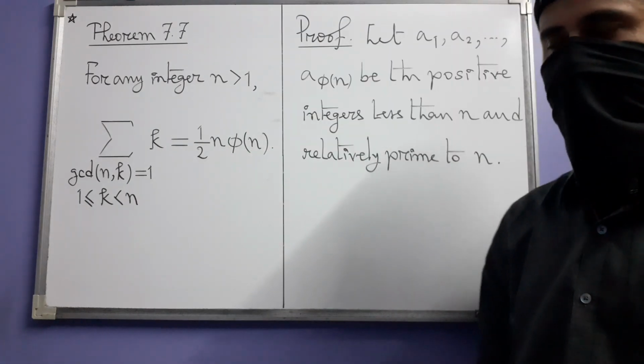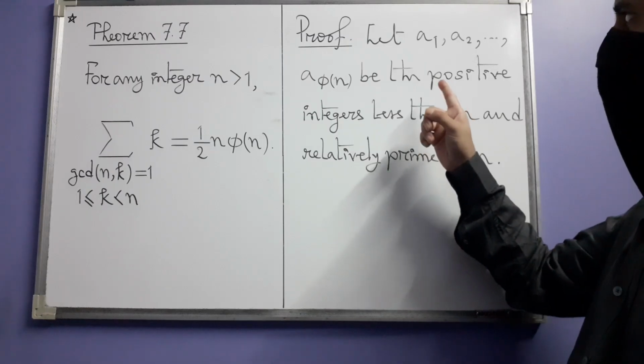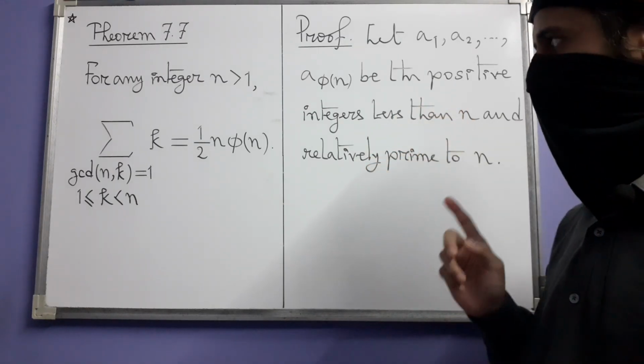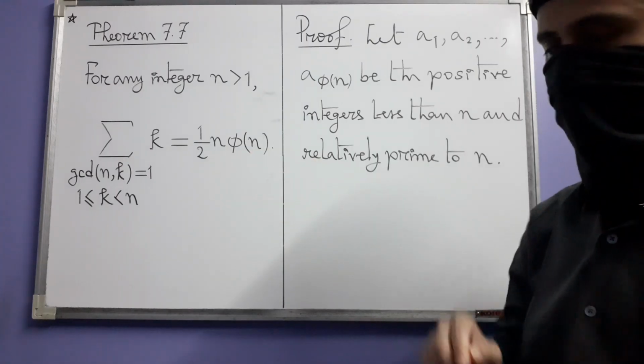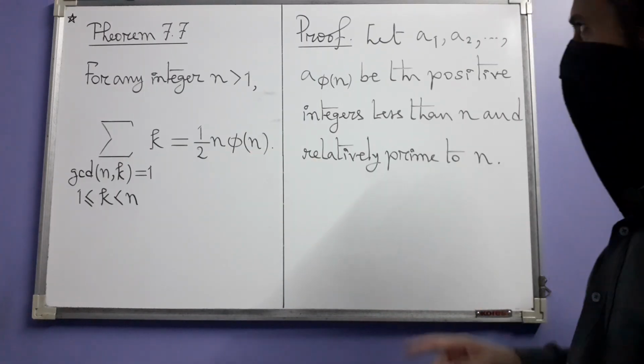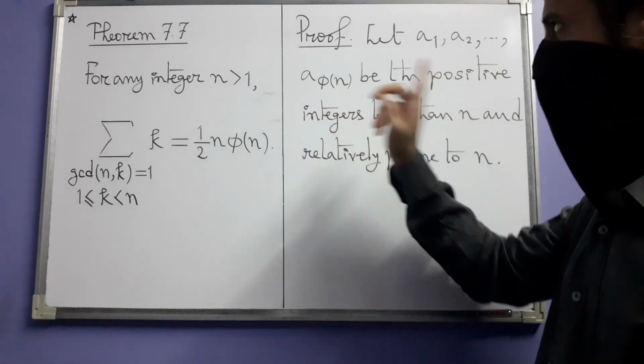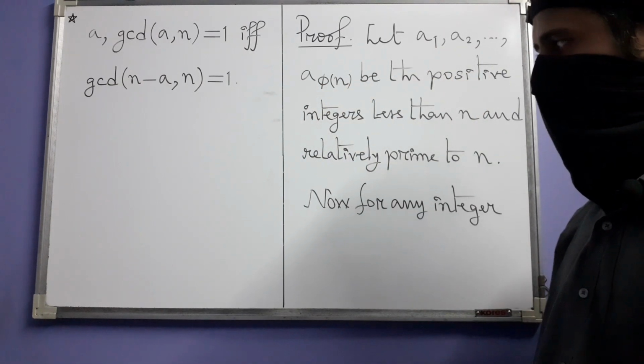The proof of this fact starts by considering all the positive integers less than n and relatively prime to n. How many of them will there be? Phi of n, by the definition of the phi function. So let them be these a_i's: a1, a2, and so on up to a of phi n. Now next you note this.